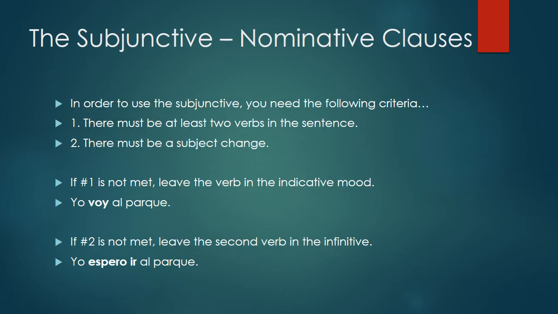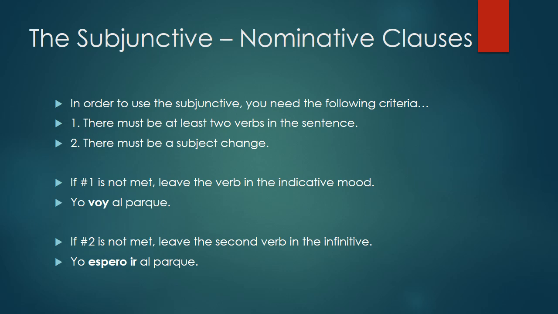Next, nominative clauses. Nominative clauses basically take the place of a noun in the sentence. But to sum it up, really, there are two rules. In order to use the subjunctive, you need to follow two criteria.